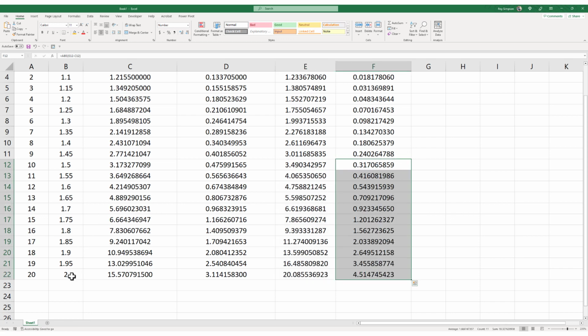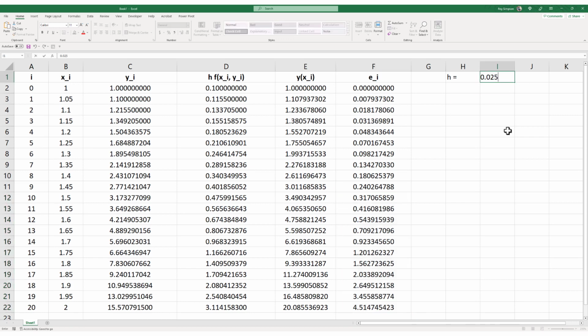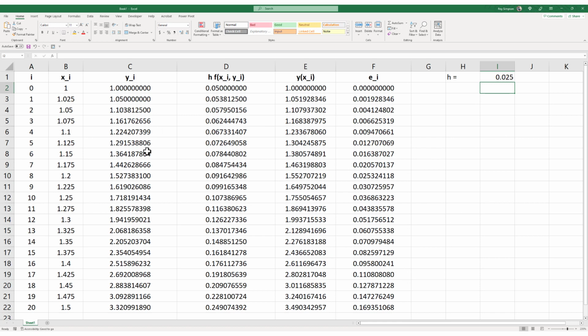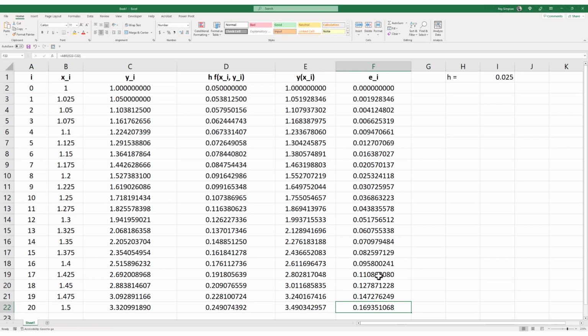Of course, now it's going all the way to 2, but what I'm going to do is change my h by dividing it by 2. So I have an even finer tooth comb looking at this data. And notice what happens. I get all the way with 20 steps to x equals 1.5. My error is now down to 0.17, roughly. It's a costly method, Euler's is, but we will improve it in the next video. I hope to see you there.